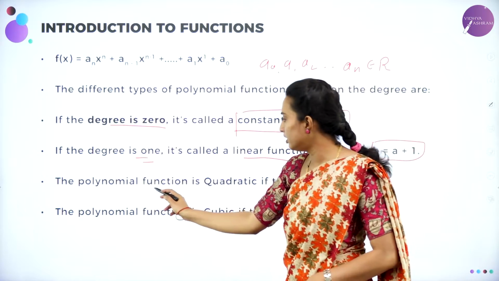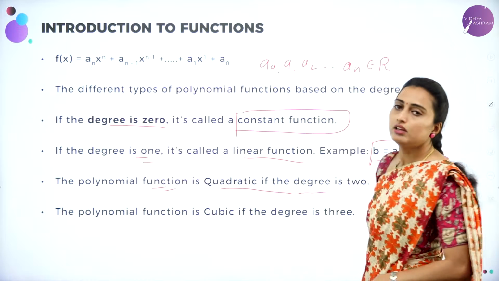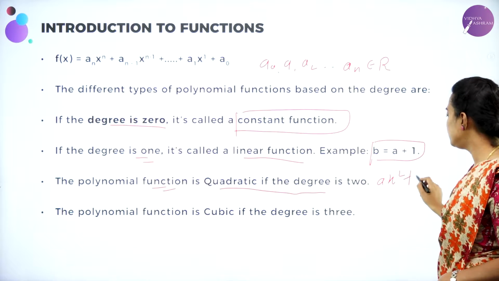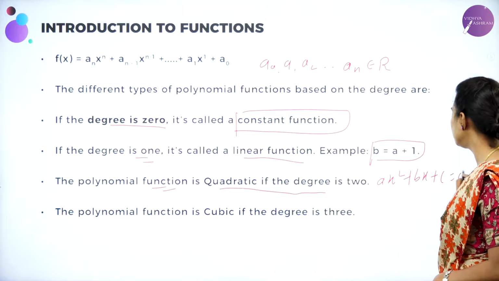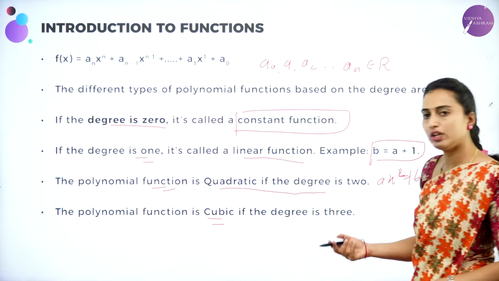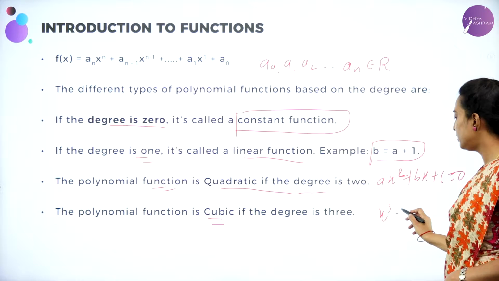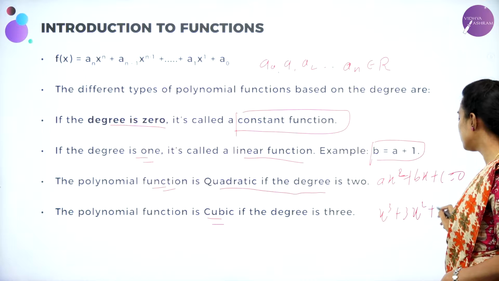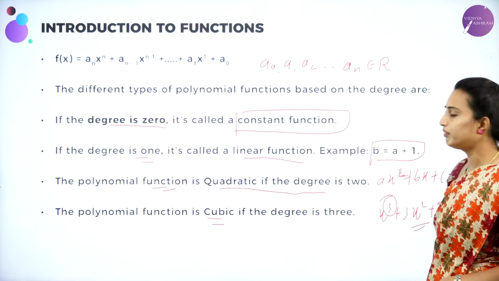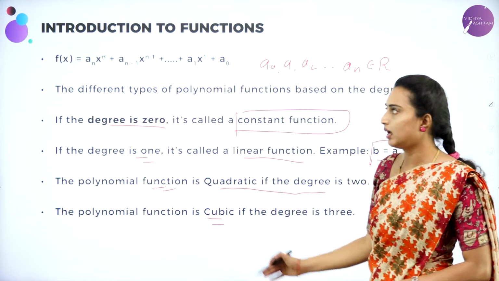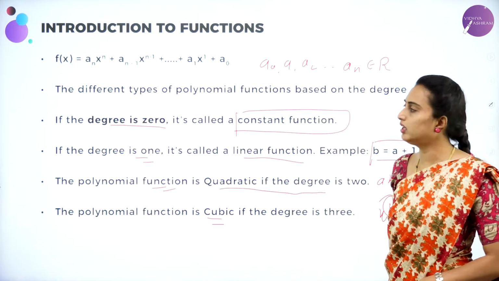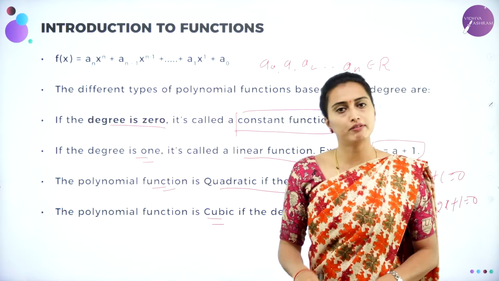Next, the polynomial function is quadratic when the degree is 2. For example, ax squared plus bx plus c is equal to 0, where the degree is 2. And the polynomial function is cubic, for example x cube plus 3x squared plus 2x plus 1 equal to 0. This is a cubic equation of degree 3. These are all examples of constant, degree 1, degree 2 and degree 3, which come under polynomial functions.